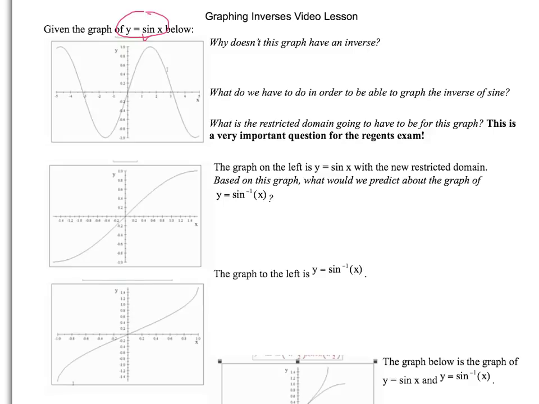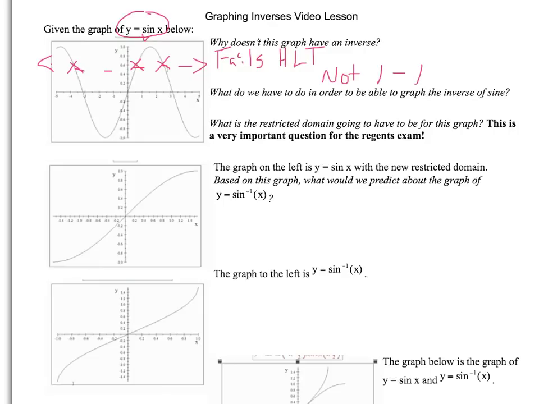Hopefully, I'm hoping you remember back. Remember we had something called the horizontal line test? Well, that's failing the horizontal line test. And when it fails the horizontal line test, it does not have an inverse. So it fails the horizontal line test. It's not one-to-one.